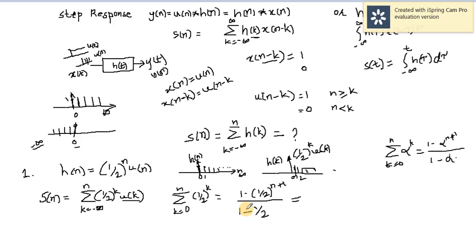This 1 minus 1 by 2 is nothing but equal to 1 by 2, so the division gives 2, and in brackets we can write 1 minus 1 by 2 raised to n plus 1, or in any of the simplified forms. This would be the solution of the equation.